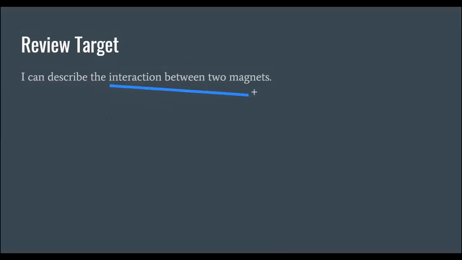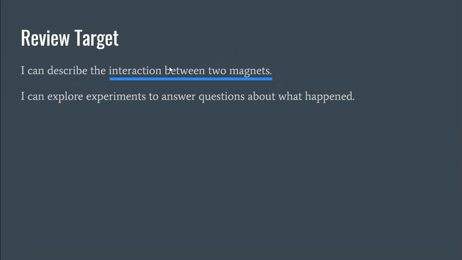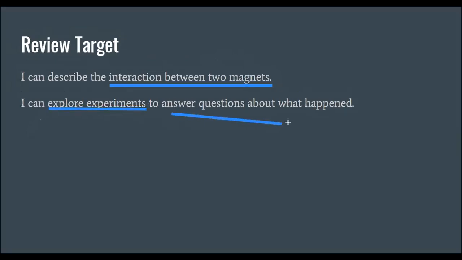So let's go ahead and review our target. I can describe the interaction between two magnets. So this means that we are going to talk about what happens when you have two magnets. We saw this happen in two different videos. Our second target is I can explore experiments to answer questions about what happened. So today we watched 2 different types of experiments happen, and we were able to answer a lot of questions together.